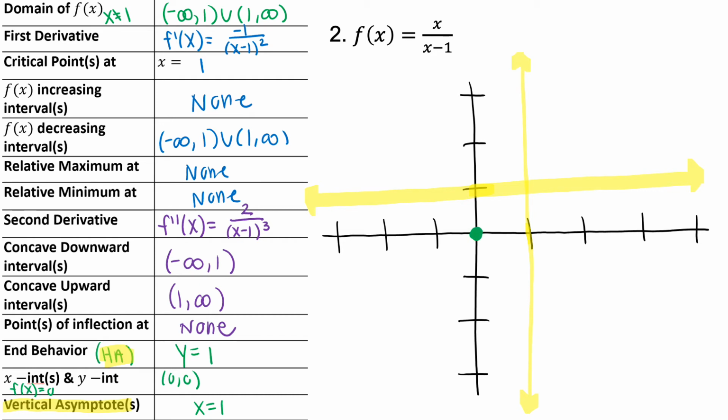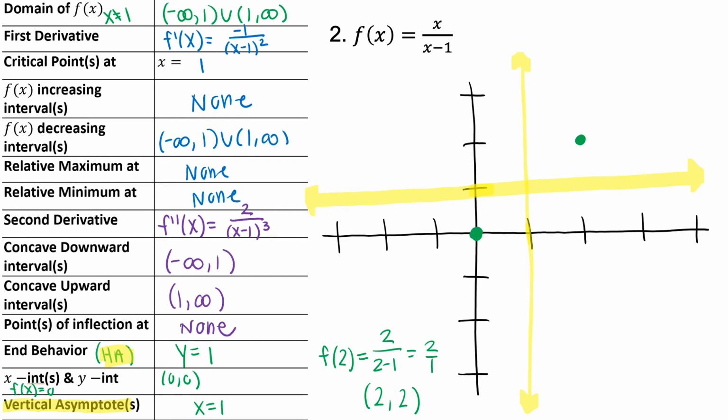And then because I know that the only value not in my domain is 1, I want to find my other branch. So I'm going to go ahead and plug in something on the right side of my graph. I'm just going to go with 2. So plugging 2 into my original function, I get 2 over 2 minus 1 is 2 over 1. So I have the point 2, 2. And adding that helps me to see where my branches are located.